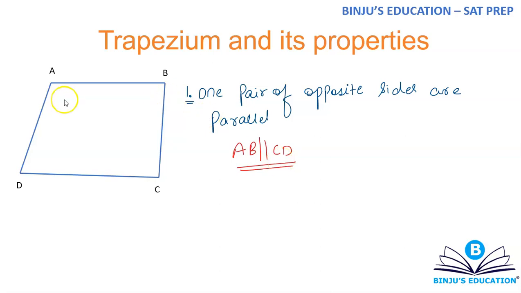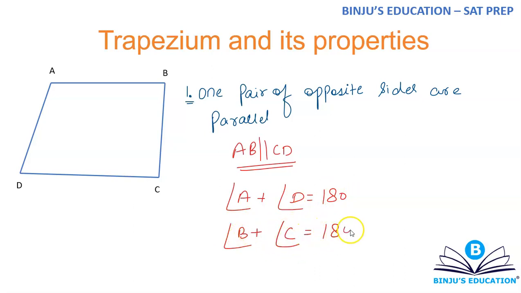So if they are parallel, then you can go on saying that angle A plus angle D will be equal to 180 and angle B plus angle C will be equal to 180, because sum of the angles on same side of parallel lines always adds up to 180 degrees. Apart from this, nothing happens in trapezium. Neither diagonals are equal, nor do they bisect, neither the opposite angles are equal, nothing happens. It's simply a quadrilateral, that's it, nothing else.